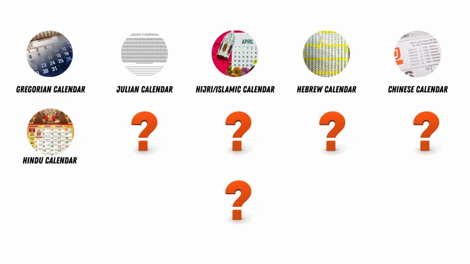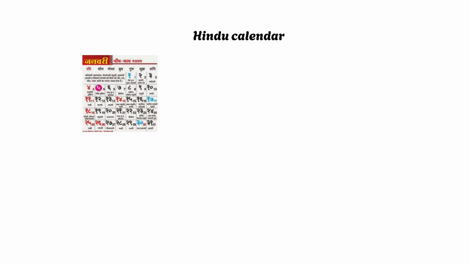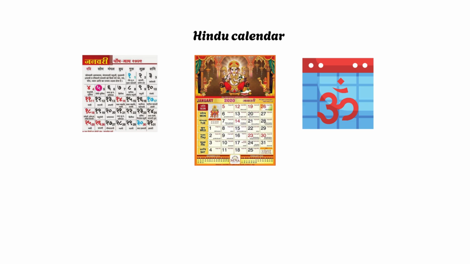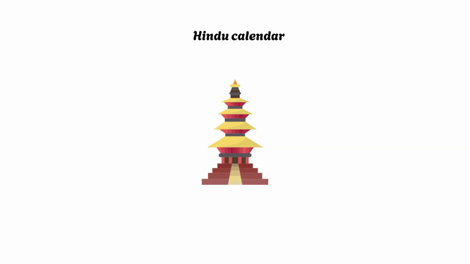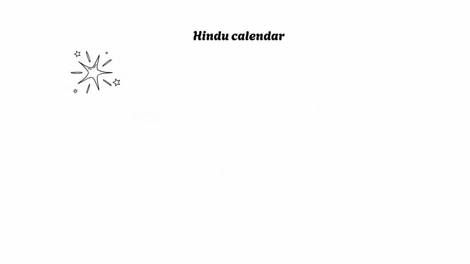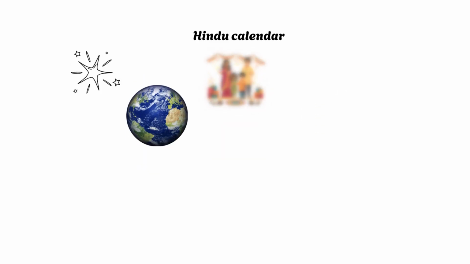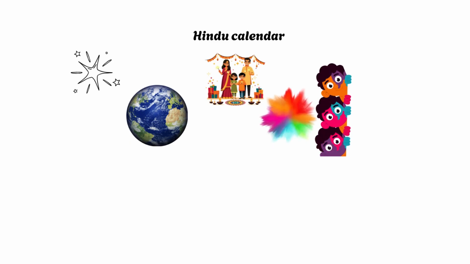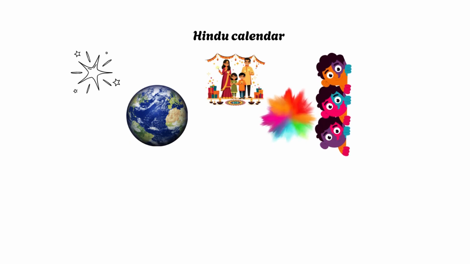Hindu calendar. The Hindu calendar is a collection of regional calendars across India, including Vikram Samvat and Shaka Samvat. Most are lunisolar, using lunar months while aligning the year with the solar cycle. It is highly complex, incorporating constellations, nakshatras, and planetary positions to determine auspicious times for rituals and festivals. Major celebrations like Diwali, Holi, and Navaratri are based on this calendar. It also plays a key role in Hindu astrology, known as Jyotisha.